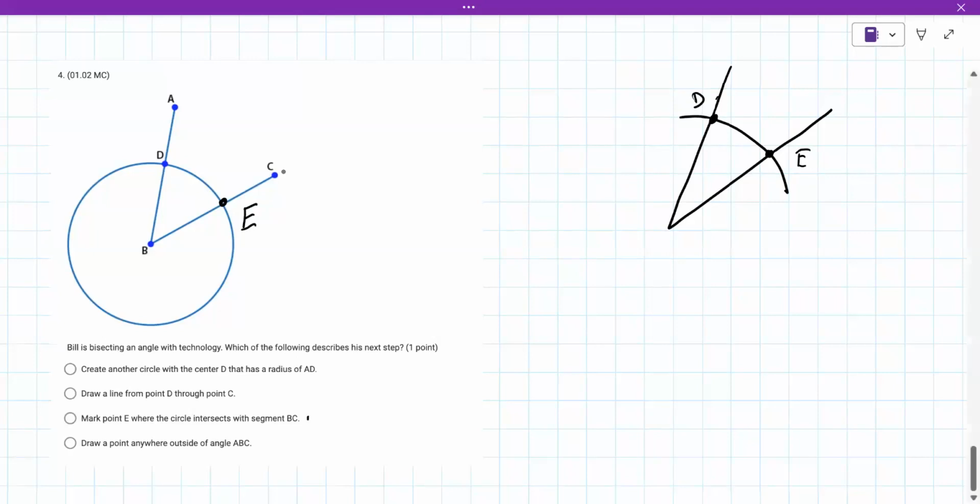Yeah, I guess that's probably the only way, to draw a line from point B through point C. No, some of these are wrong. Like some of them, if you were to draw it, you would say, oh, that's not going to be it. Create another circle with the center D that has a radius AD. So that's drawing another circle up here. That's probably not right. I don't know.